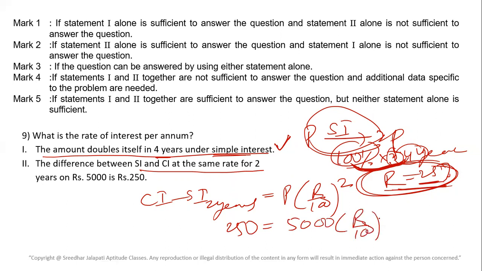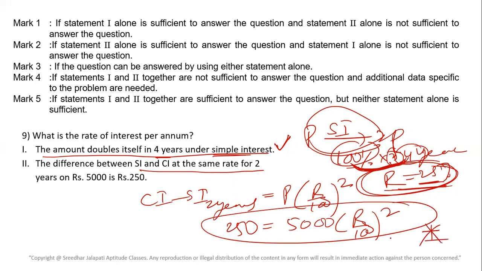So on simplifying, don't try to simplify. On simplifying, definitely you are going to get the R value. Yes or no? See, even if you get plus or minus, rate of interest can't be negative. So if you want, you can solve, but you don't need to. So from the second statement also, we are getting the R value. So 1 alone is giving, 2 alone is giving.